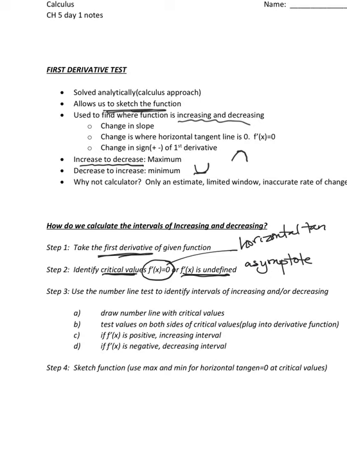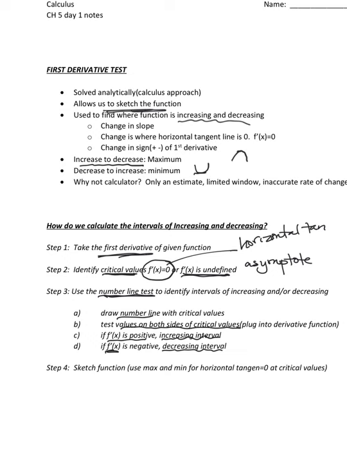After we identify those, we're going to use something called the number line test to identify the increasing or decreasing based on either side of those critical values. Because it's at the critical values where you're going to find the max or the min or the change in the asymptote. So we will draw the number line, test values on both sides, and if the derivative is positive, then we know it's an increasing interval. If the derivative is negative, then we know it's a decreasing interval.